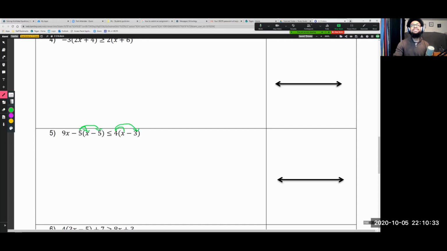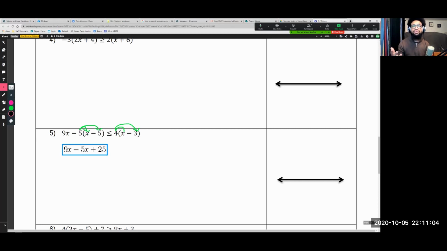Now remember, I always keep my signs with the number that follows them. So this isn't a positive 5, this is a negative 5. So my first step, now that we have the chance to distribute, is going to be to distribute. And once I do my distribution, I have this 9x. Negative 5 times x is going to be a negative 5x. So 9x minus 5x. Then I have this negative 5 times another negative 5. A negative times a negative is a positive, so we have a plus 25.